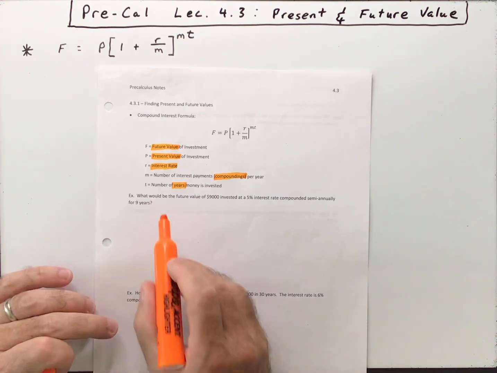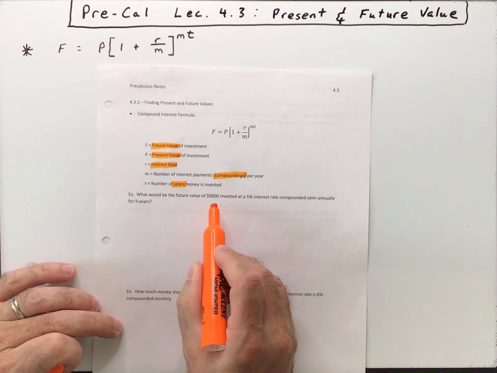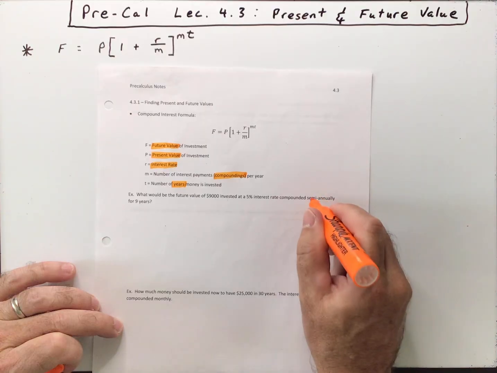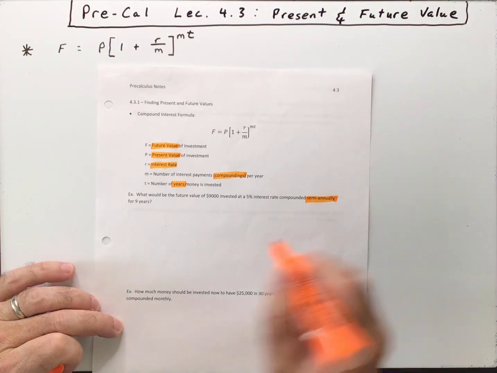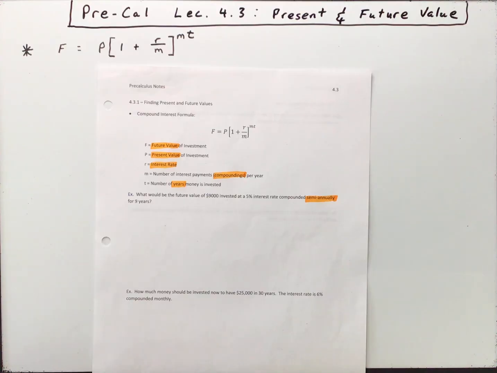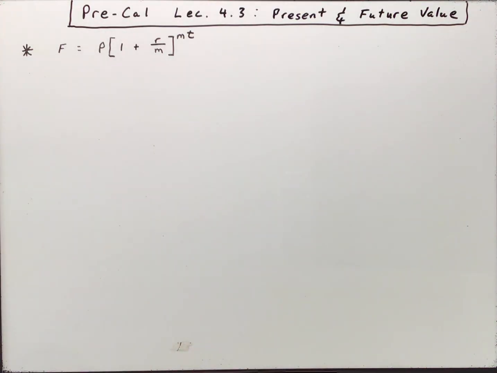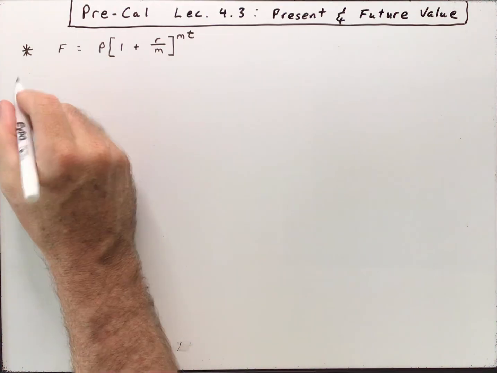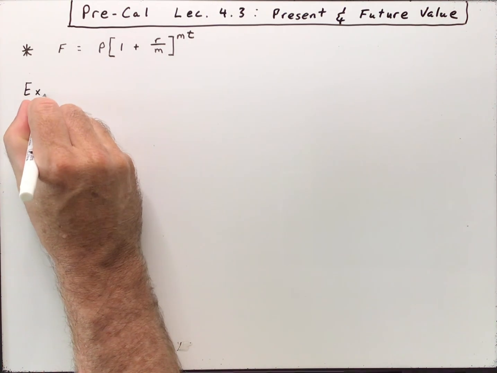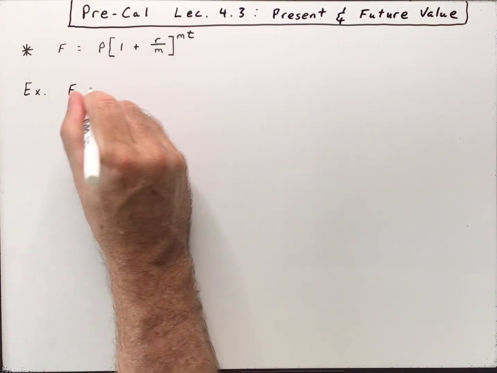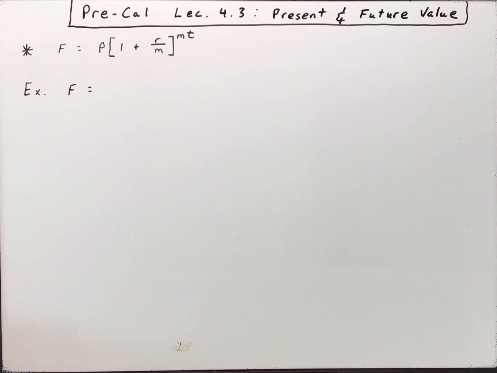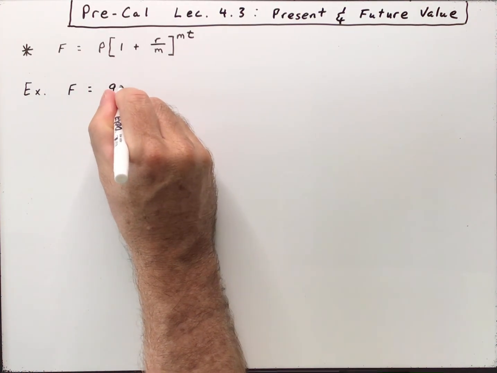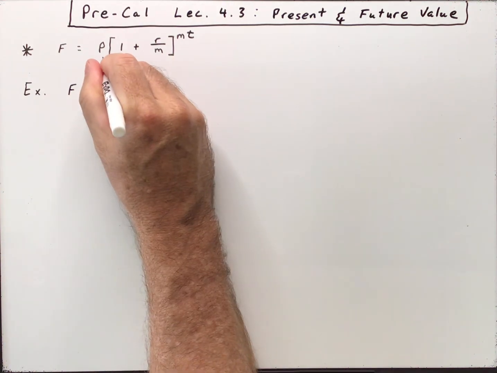So the first one says, what would be the future value of $9,000 invested at a 5% interest rate compounded semi-annually for 9 years? Okay. So what we've got here, we're going to be using this equation. This is the most straightforward type of question because we're just solving for F. So if you look at the question again, what's the future value of $9,000? So our present value is $9,000.